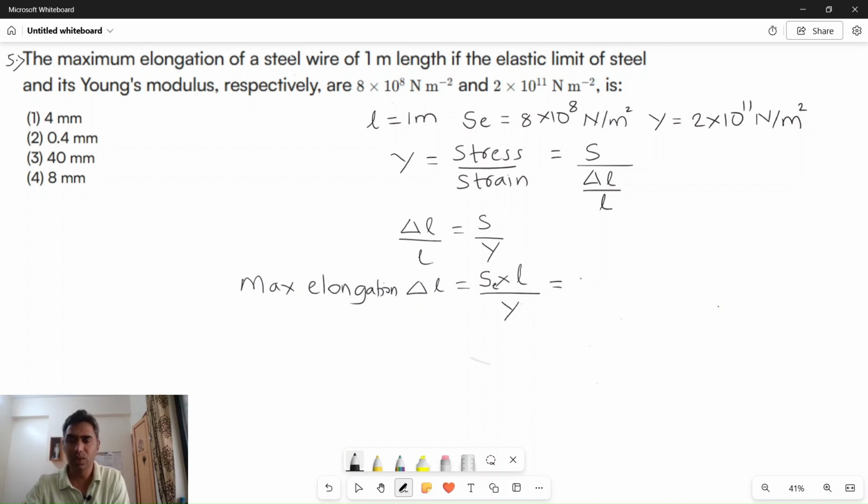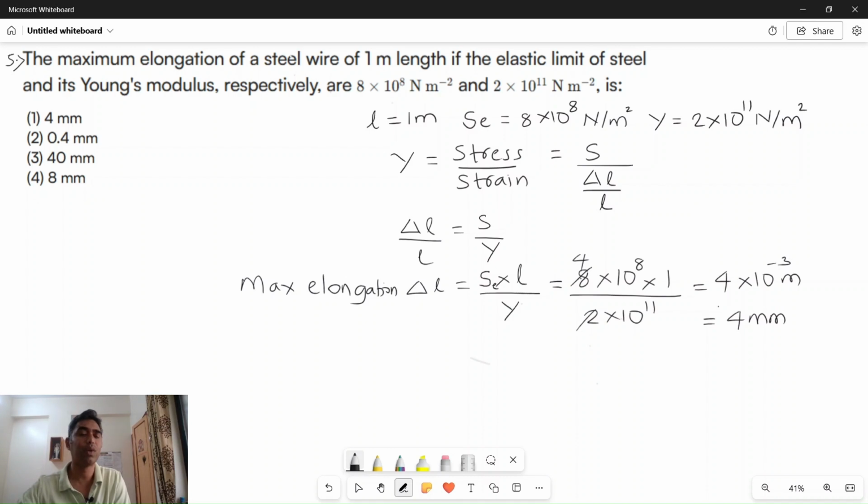So direct substitution, this is 8 into 10 to the power of 8, L is given as 1 meter, and this is 2 into 10 to the power of 11. So 1s are 4s are, ಇದು ಮೇಲೆ ಬಂದ್ಮೇಲೆ this becomes 4 into 10 to the power of minus 3 meter. Okay, so meter ಅಲ್ಲಿ if you just convert to mm, this is nothing but 4 mm. So very simple question. If you look at the options, first option is correct.